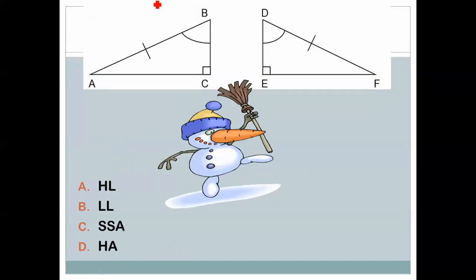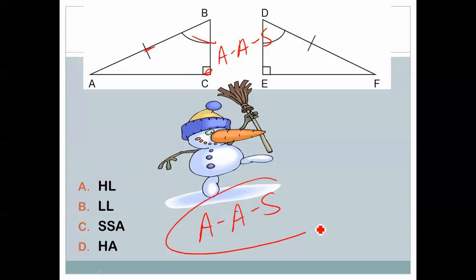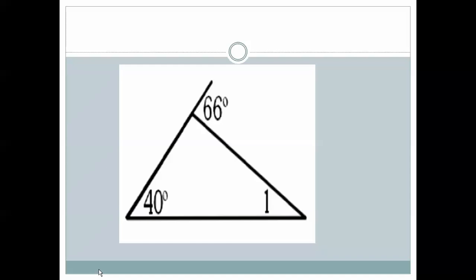Here we have an angle bonded to an angle, bonded to a side. So angle, angle, side. And again, that answer is not here. So angle, angle, side is our correct answer. The other thing that's going to appear on this quiz is finding the missing angles of a triangle.